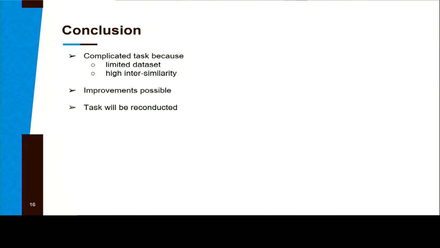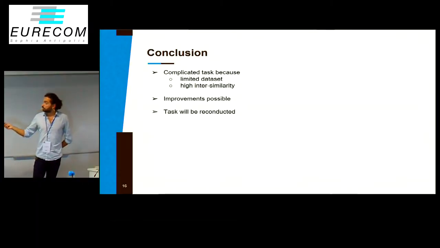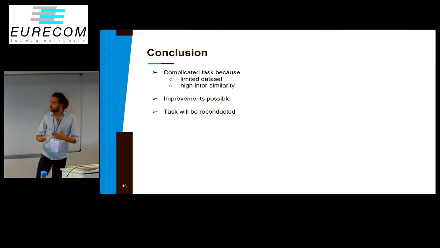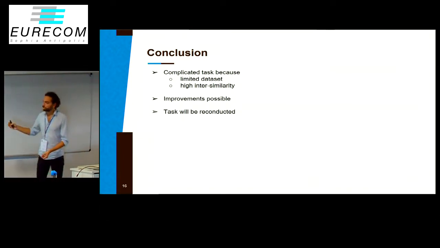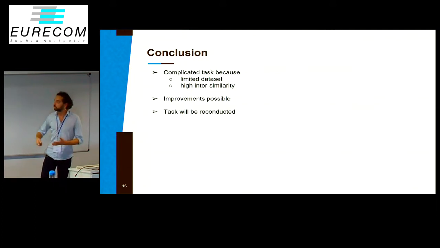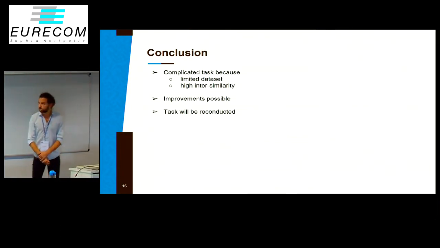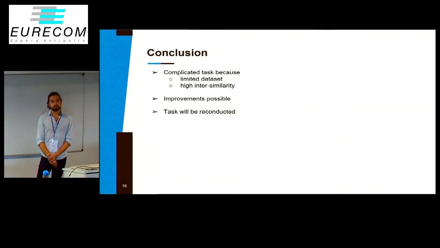So the conclusion: we have a complicated task because we have a limited dataset. And some players come back several times in the videos, and they sometimes perform the same stroke in one video, so you can overfit on this kind of stroke. And we have, of course, a high inter-class similarity. We have a lot of room for improvement, and the task will be reconducted next year.